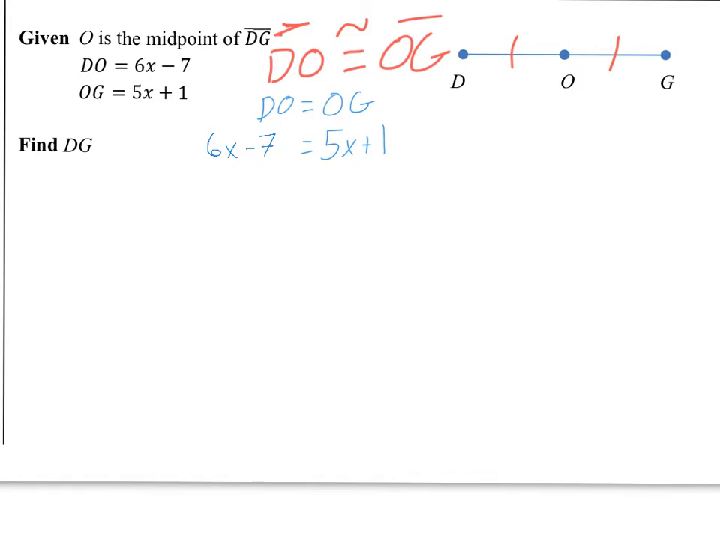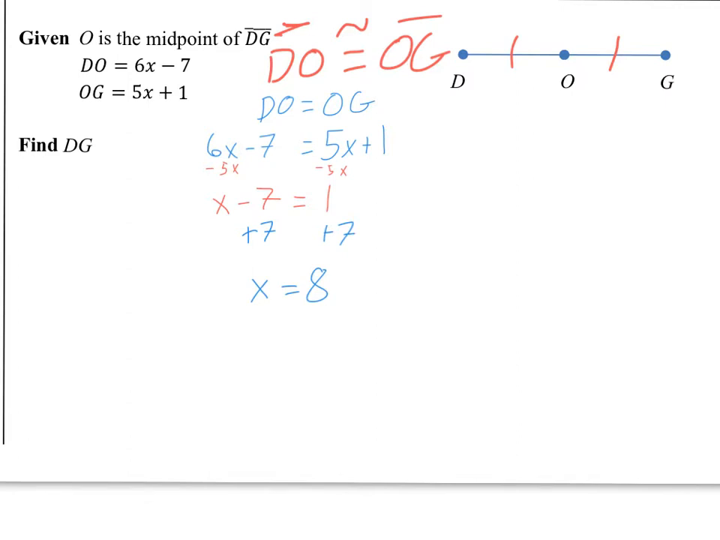Okay, so we would subtract 5x from both sides here. On the left side, 6 minus 5 leaves us with just 1x minus 7. And 5x minus 5x cancels, so we're just left with the positive 1. So the next thing that we would do is add the 7 to both sides. And we get that x would be equal to 8. So we know what x is.